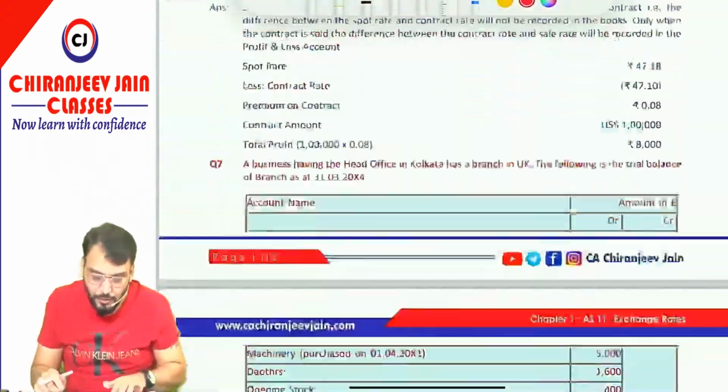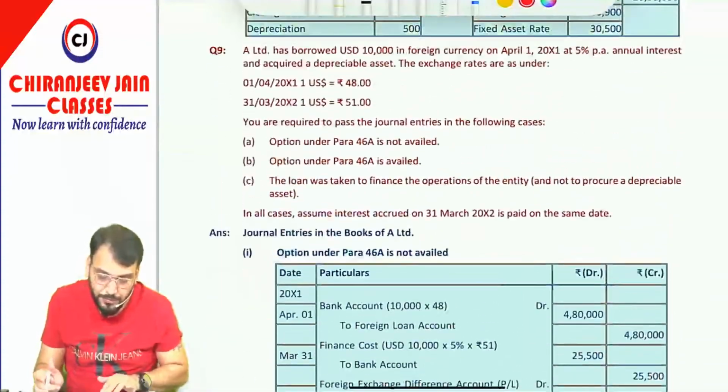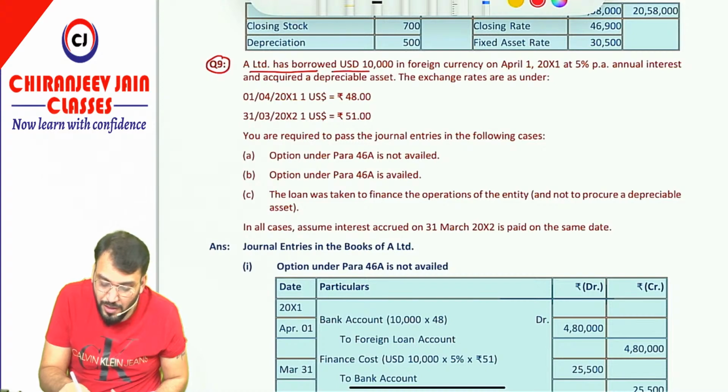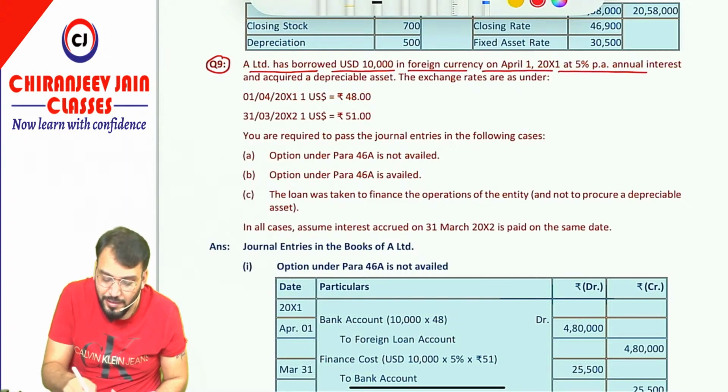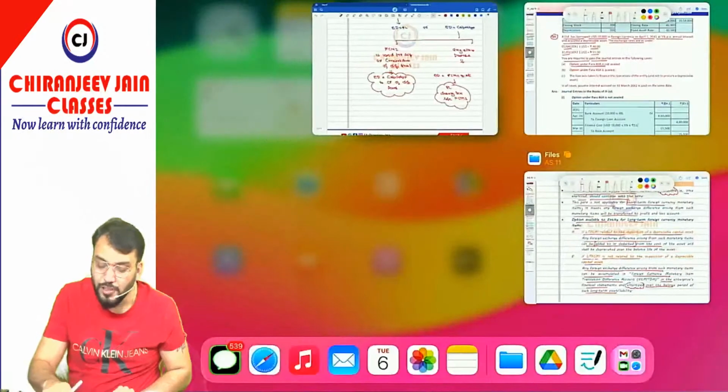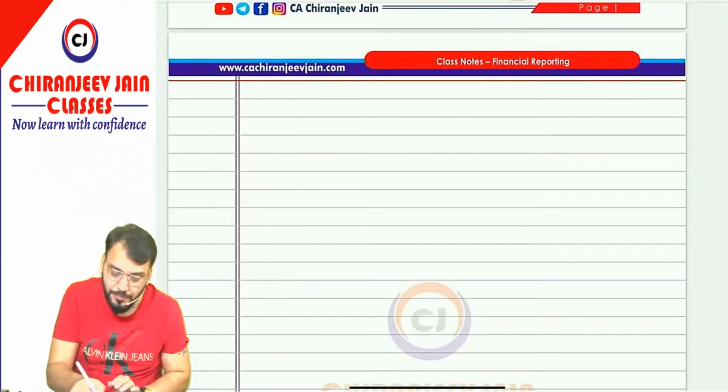Come to question number 9. A Limited has borrowed $10,000 in foreign currency on April 1, 2001 at 5% per annum annual interest and acquired a depreciable asset. The exchange rates are as under. On 1/4 it is 48, on 31st March it becomes 51. You are required to pass journal entries in the following cases. The option under para 46A is not available.